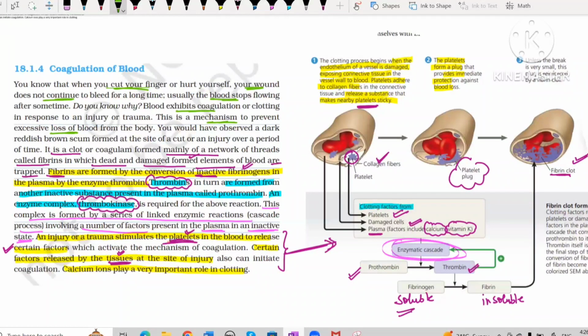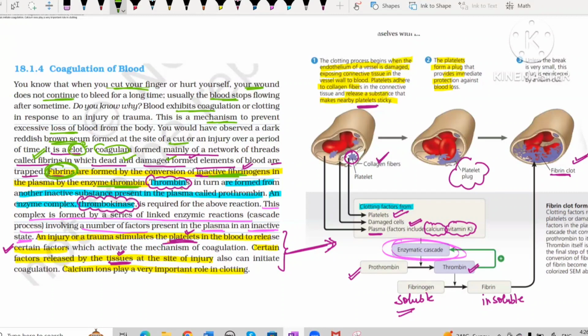What you will find is a dark brown scum at the site of the cut. What is the dark brown scum? It is a clot, also known as coagulum, which is made by a network of fibrin, in which dead and damaged formed elements are trapped. Now, how is the fibrin made? Fibrin is made by converting inactive fibrinogen into fibrin with the help of the enzyme thrombin.